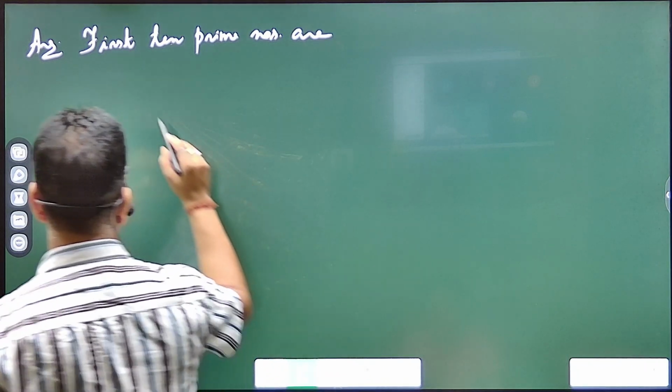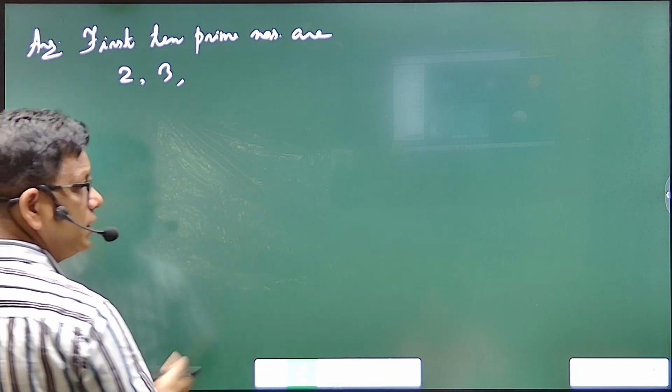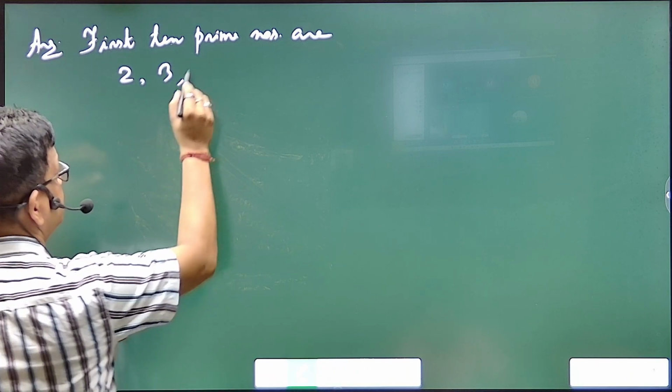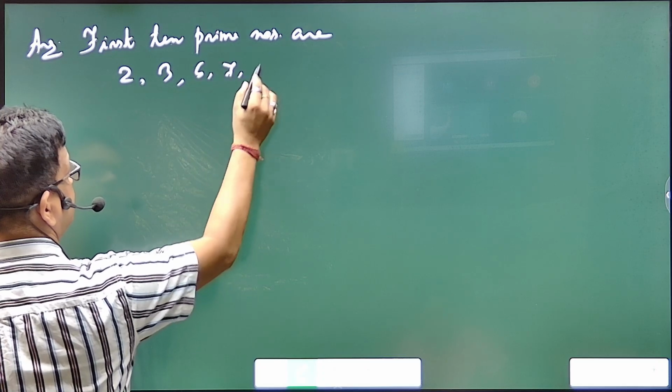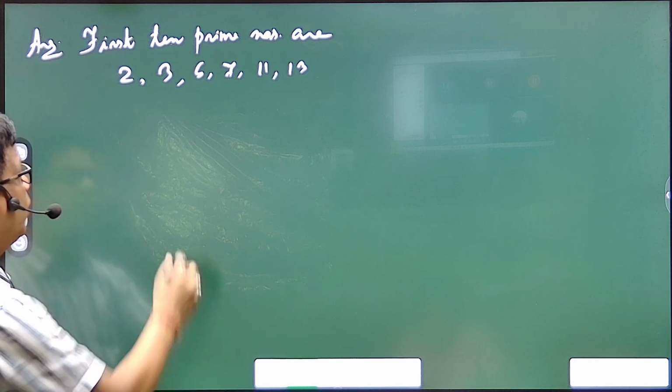So if I try, the first prime number is 2, then 3. They have no factor other than 1 and the number itself. 2, 3, then 5, then 7, then 11, 13. So these are some prime numbers. And 1 is not a prime number.